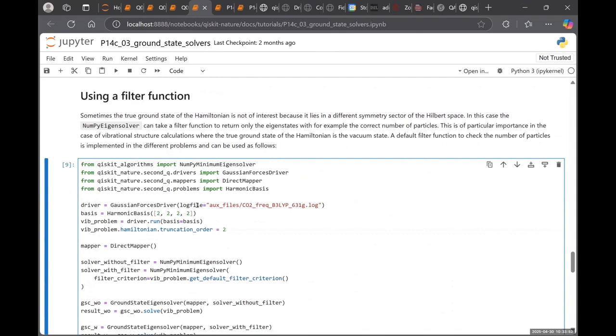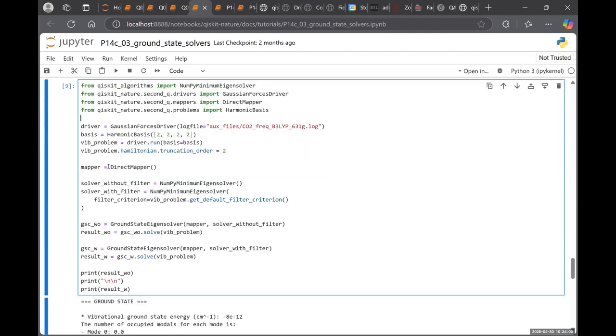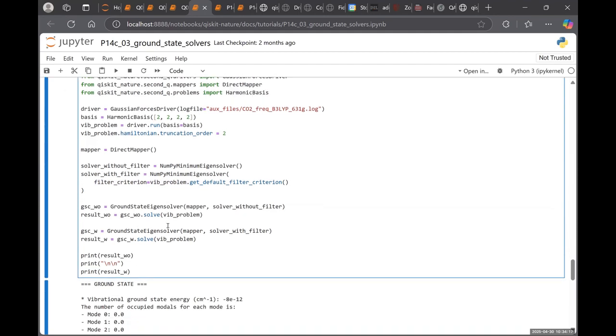Okay, so the room light is about to turn off. Yeah, Gaussian force driver and basis. So you see this, right? Four numbers. Okay, and you have seen this, but this is without filter, and this is with filter. Okay, but this is only NumPy, so I don't know whether they have done that for the quantum problem. You can use with filter, without filter, and then compare.